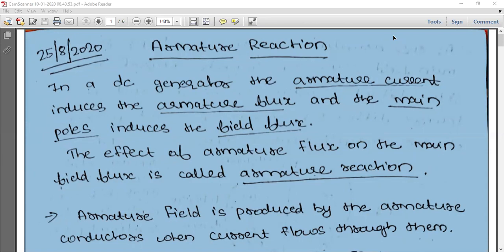In a DC generator, the armature current induces the armature flux, and the main poles produce the field flux. So we have two types of flux here: one due to the armature current, and the other due to the main poles, because from the north pole to the south pole, magnetic flux will be flowing and that will cause the field flux. The effect of armature flux on the main field flux is called armature reaction. Everybody knows that, I think.